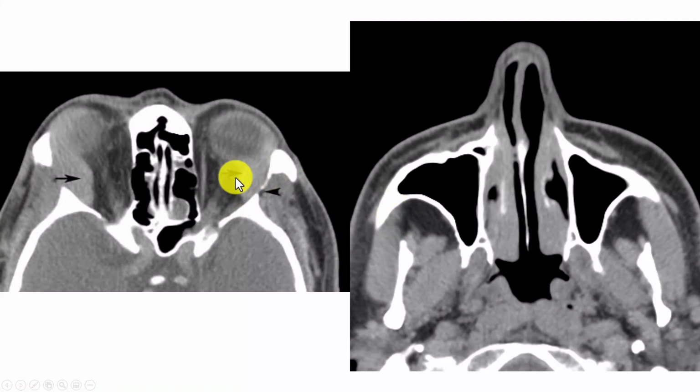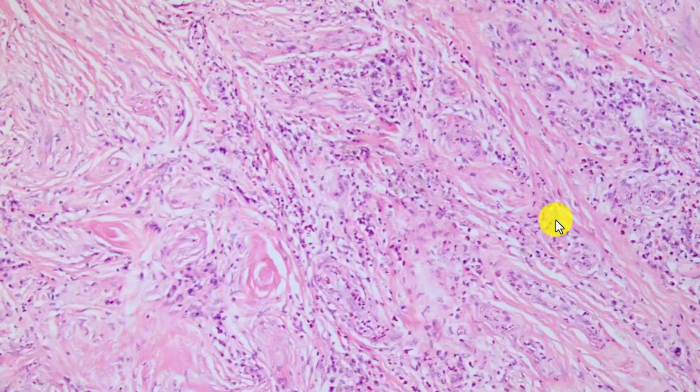Here's another patient who had bilateral enlargement of the orbit, and there was all this stuff in the nose. That's about as far as my knowledge of imaging of the head and neck goes. And here you see it again.